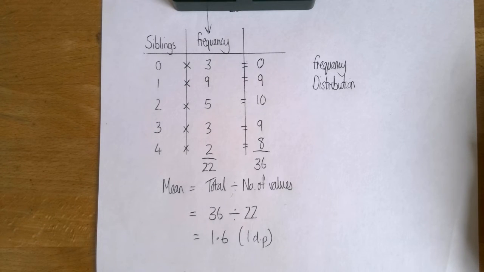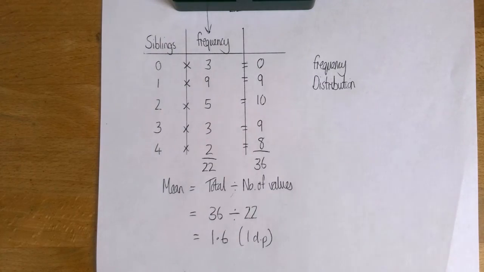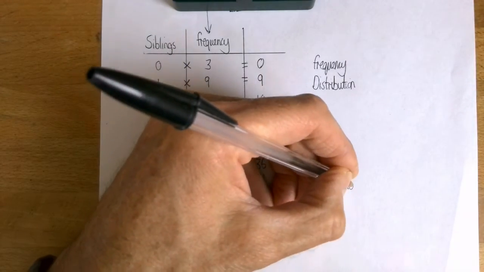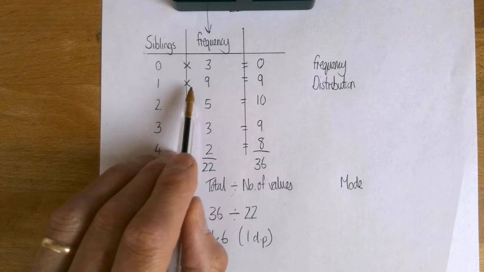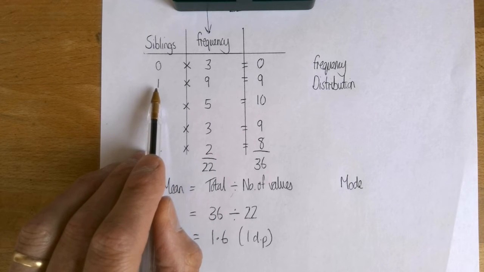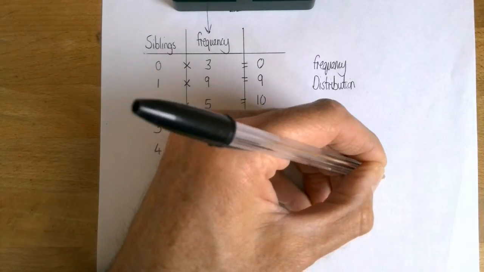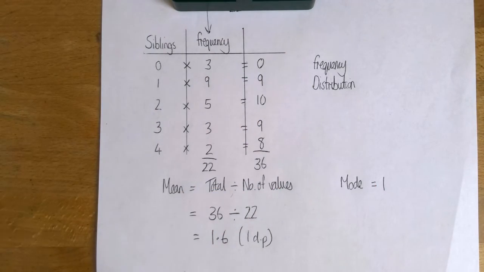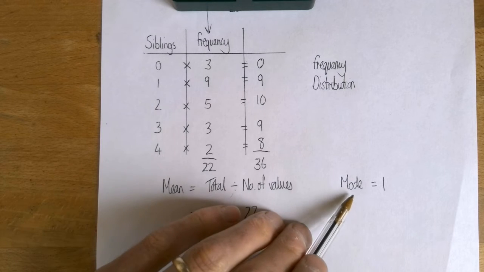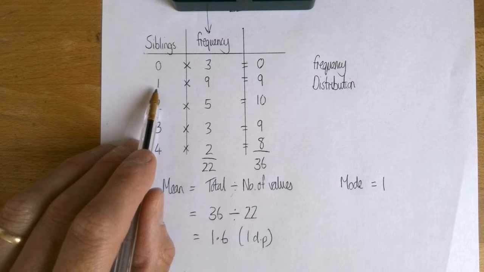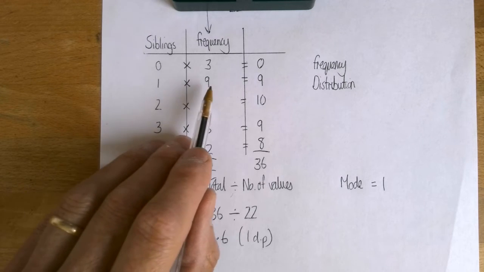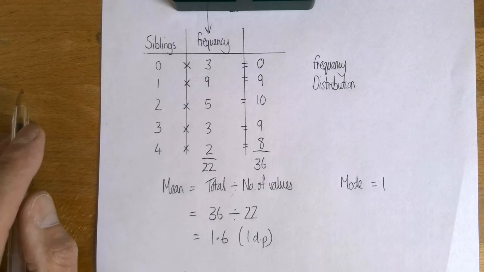Now, while we're here, we can also work out quite easily the mode. That's the most popular result. So the mode, what number of brothers and sisters was most common? Well, there were 9 families that had 1 brother or sister. So the mode was 1. It's important to realise why it's 1 and not 9. Okay, so the mode is the number of brothers and sisters which is most popular. 1 was the number of brothers and sisters that was most popular because there were 9 families that had that.